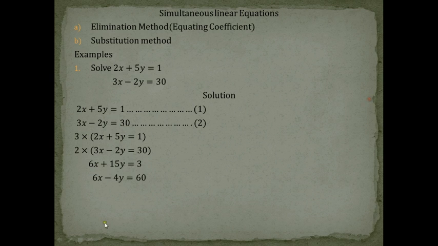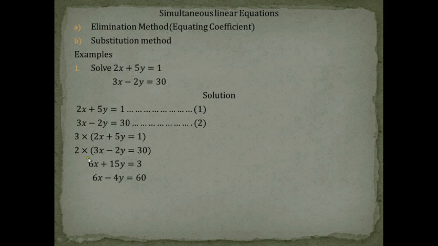That's for equation 1. And for equation 2, 2 times 3 is going to be 6x, and 2 times minus 2y, that's going to be minus 4y, and 2 times 30 is going to be 60. So what have you done here? You've now made the coefficient of x the same.